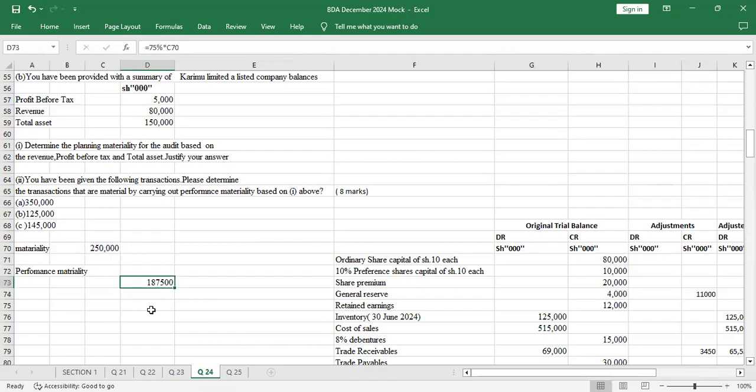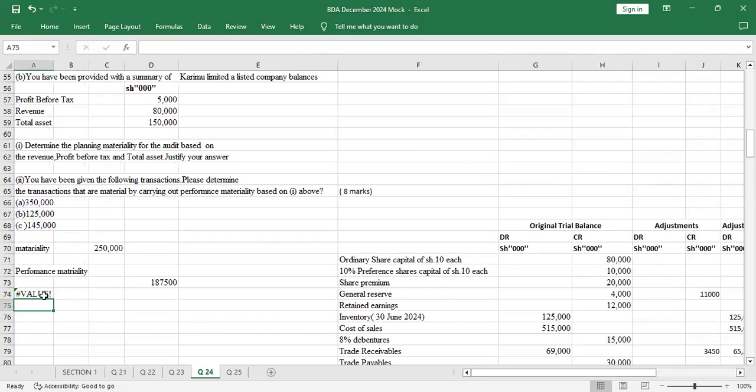Which value do we have? 187,500. So we have 187,500. So let us see if 125 and 145 will be greater than this. You can see they're not greater. But what you do by performance materiality, you aggregate these two values, the remaining values. So we take 125,000 plus 145,000.